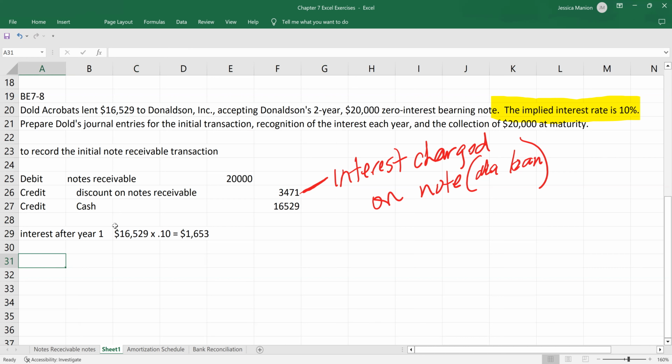Now, when we first accepted this note, we credited the discount, right? As we are amortizing this, as we are recognizing this interest, we're going to do the opposite. We're going to debit the discount. So we debit discount on notes receivable for 1,653. We credit interest revenue.